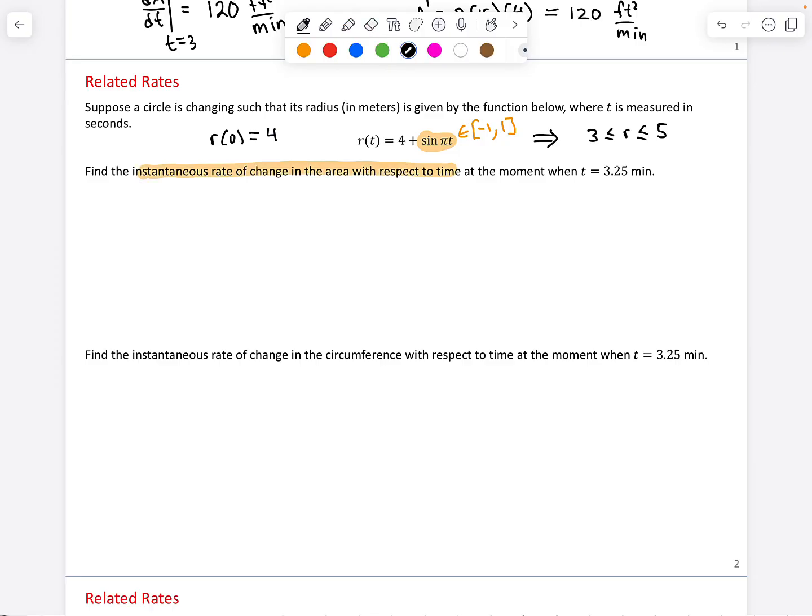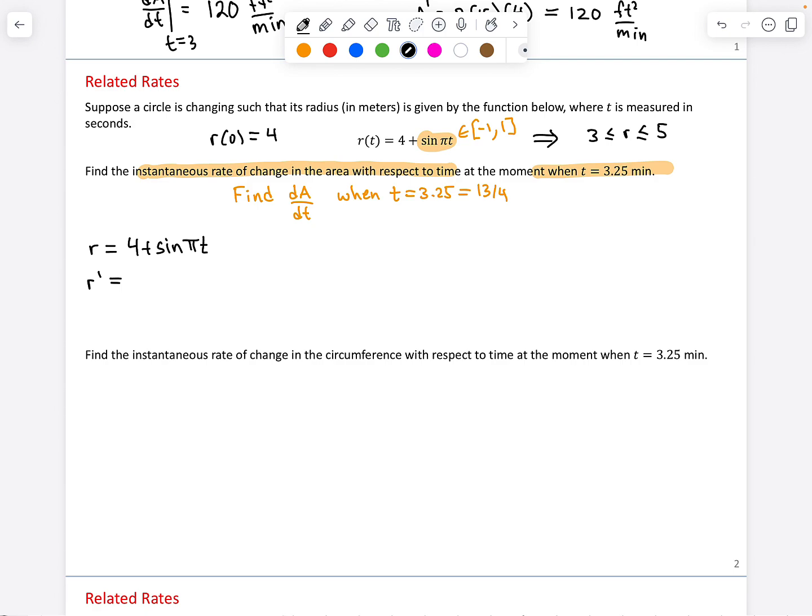So first of all, interpret this statement. Find the instantaneous rate of change in the area with respect to time. This means we are looking for dA/dt, and then at the moment when t is 3.25. I'm going to convert this to a fraction. This is 3 1/4, so it's 3 plus a quarter, which is 12 quarters plus a quarter, which is 13 quarters, or 13 fourths. We know that r is equal to 4 plus sine pi t. Let's find dr/dt, or I'll just write r prime for short.